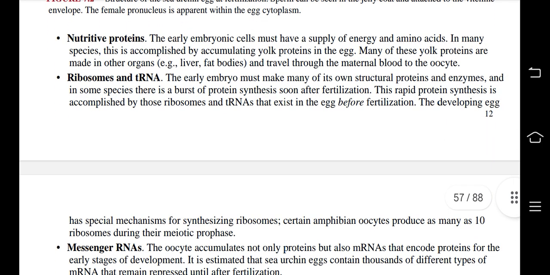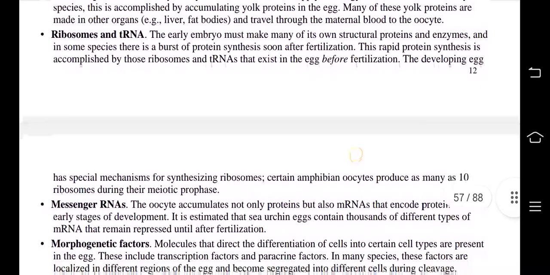Nutritive proteins. The early embryonic cells must have a supply of energy and amino acids. In many species, this is accomplished by accumulating yolk proteins in the egg. Many of these yolk proteins are made in other organs like the liver and fat bodies, and travel through the maternal blood to the oocyte. And ribosomes and tRNA.